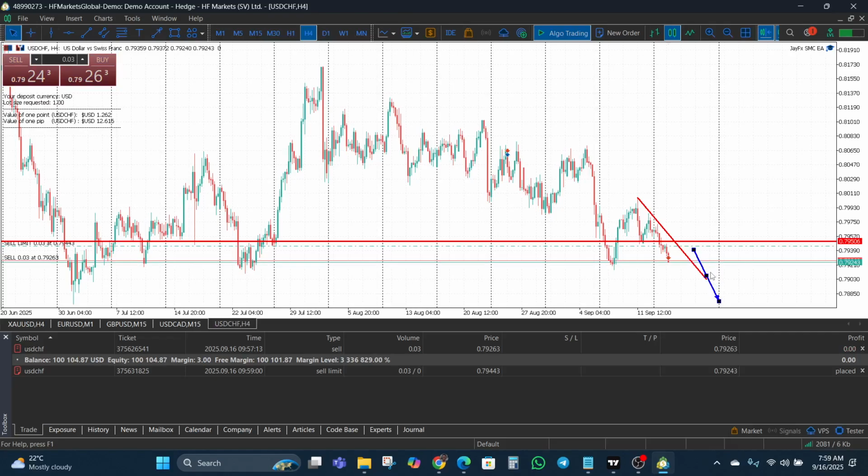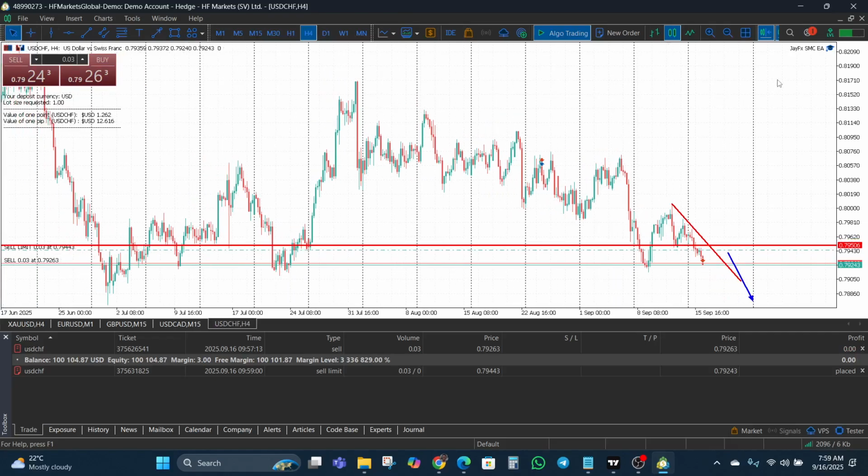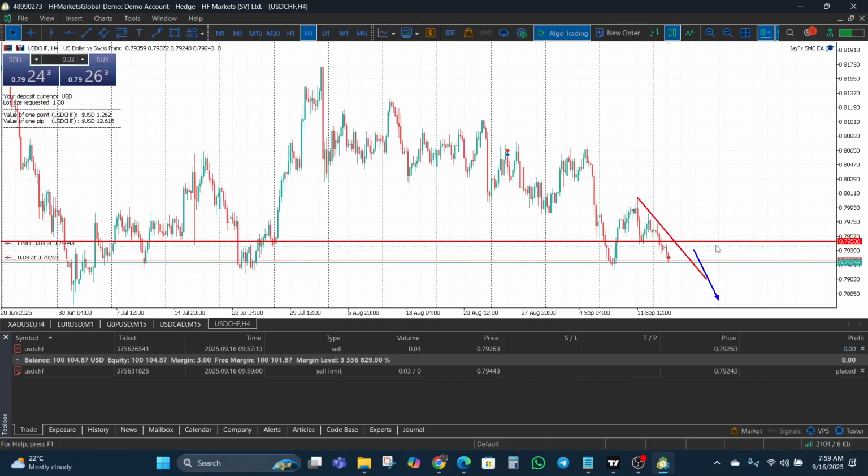Right? Price might just leave us behind, keep on going down and all of that. And well, our pending order may never get executed. So that's one of the downsides. Okay. So limit orders are great for traders who plan their entries carefully and want precision. Now let us move on to stop orders.